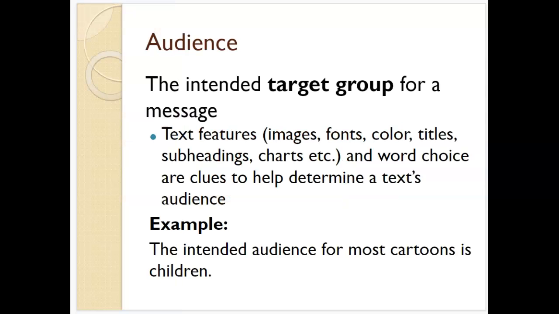One of the key terms related to informational text is that it's important to understand who the audience is for a particular text. The audience is the intended target group for a message, or the group of individuals that the author is trying to write to. And you can use text features, which include images, fonts, color, the titles and subheadings, any charts you can find, and also the word choice. What kind of words does the author use to help you determine who a text audience includes?